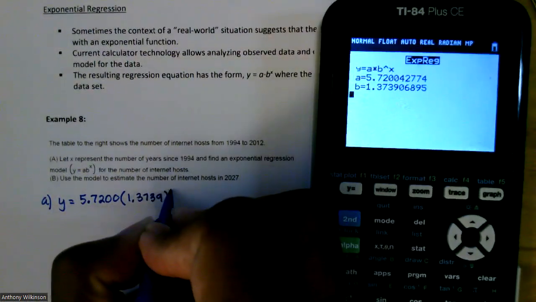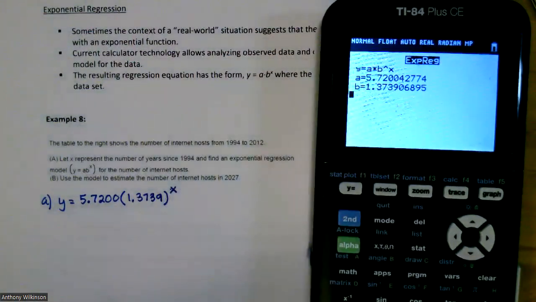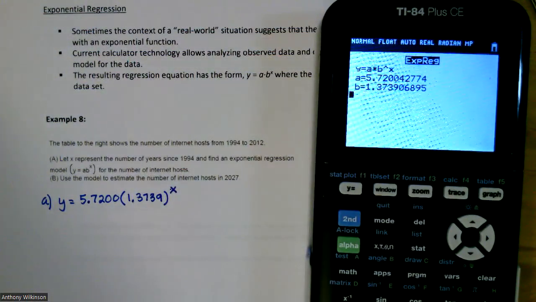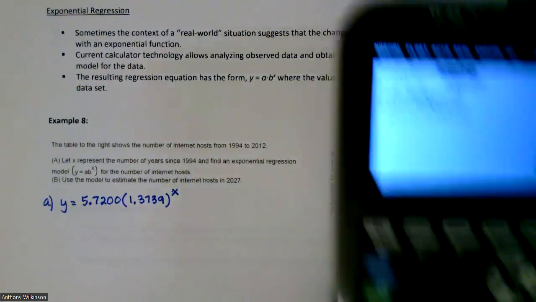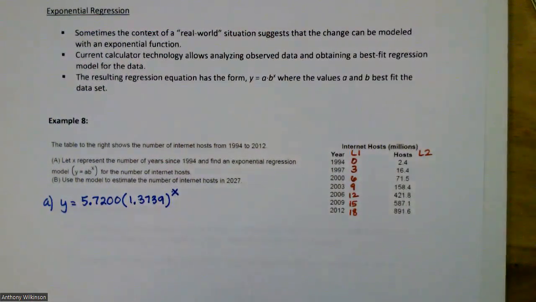And notice I'm putting this in parentheses. That's raised to the x. Okay. So that is the exponential regression equation for this model. Y is equal to 5.7200 times 1.3739 raised to the power of x.